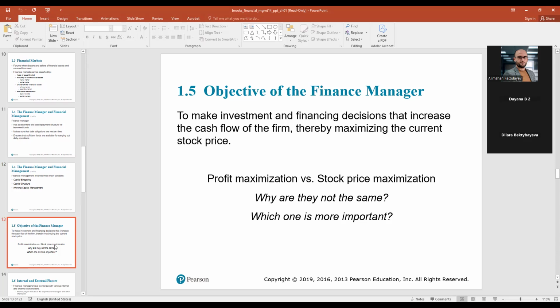So the main objective of the financial manager basically is to make investment and financing decisions so that it will increase the cash flow of the firm, or it will maximize the stock price if it's a corporation. Because for the company, when the stock price increases, what happens? The value of the company increases. It becomes more valuable, more profitable, more attractive. So profit maximization and stock price maximization are kind of different.